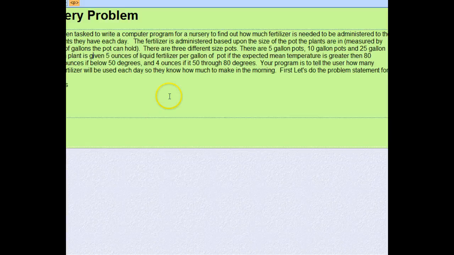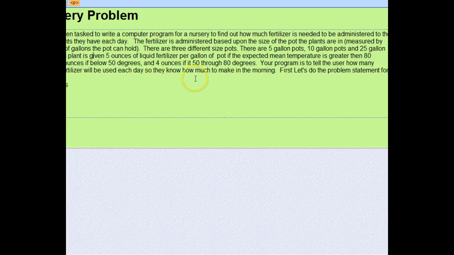All right, so we have a problem with a nursery, and this is a fairly involved problem here. We got lots of things going on. We have different sized pots, and we have different ounces of fertilizer. It all depends on the temperature during the day. So there's a lot of things to consider on this one. But once we break it down into its parts, it's really not so bad.